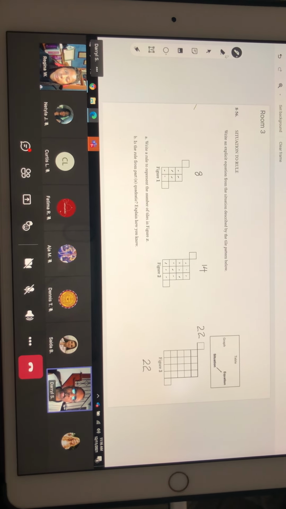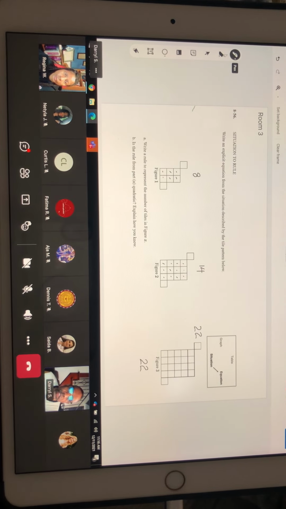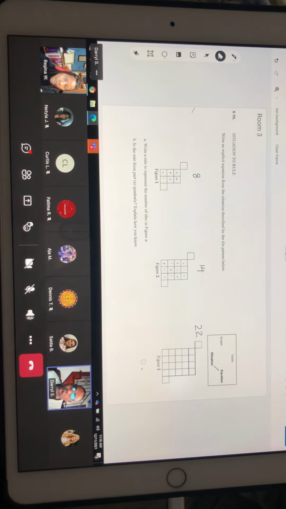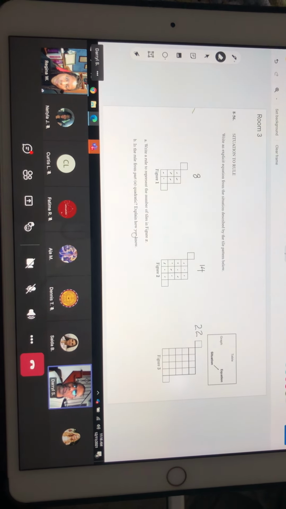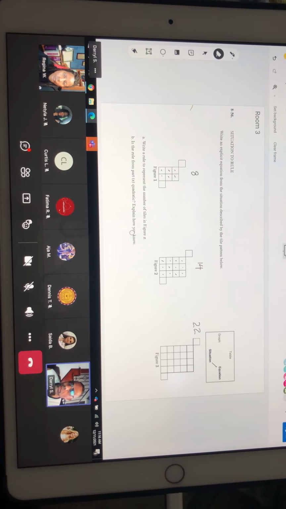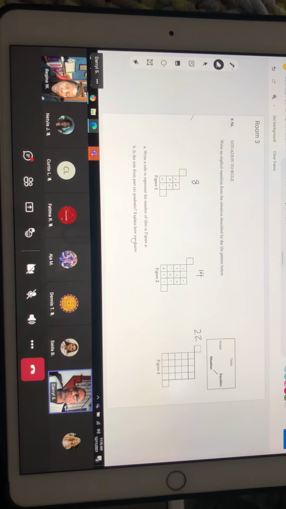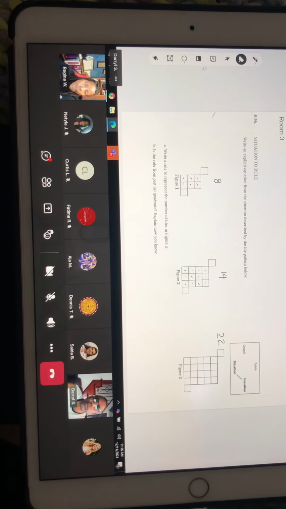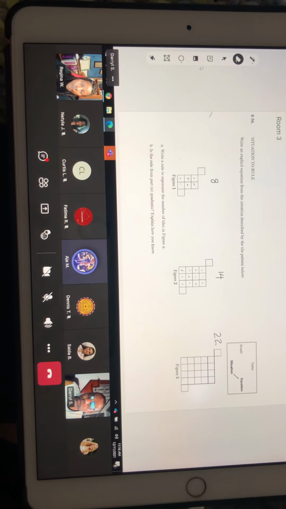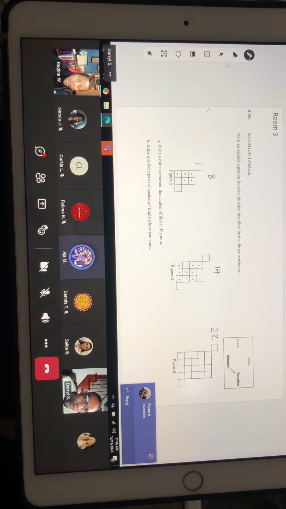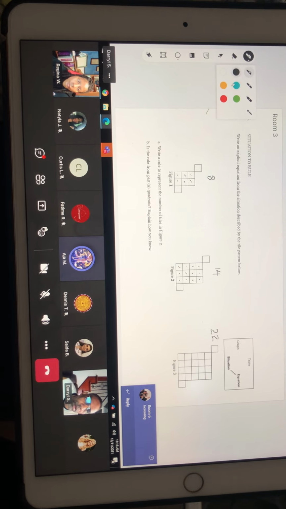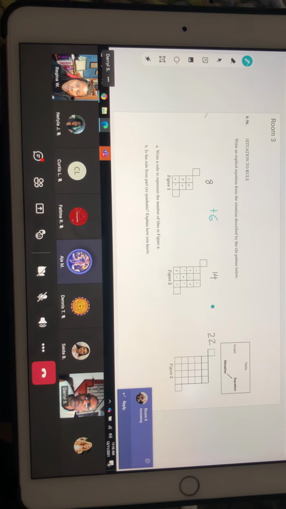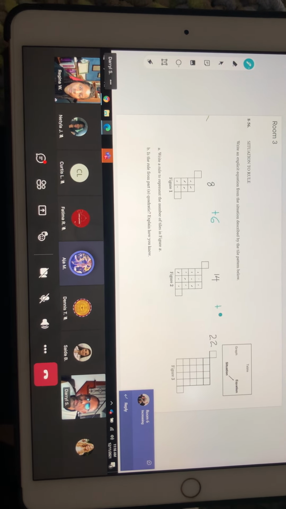Like Aja, what do you notice? It's 8 tiles in figure 1, and then there's 14 in figure 2, and figure 3 has 22. What do you notice mathematically? From figure 1 to figure 2 is increasing by 6, and then from figure 2 to figure 3 is increasing by 8. So I think that they're each increasing by some form of multiple of 2. So maybe the next one will be increasing by 10, and the next one 12, and then the next one 14.